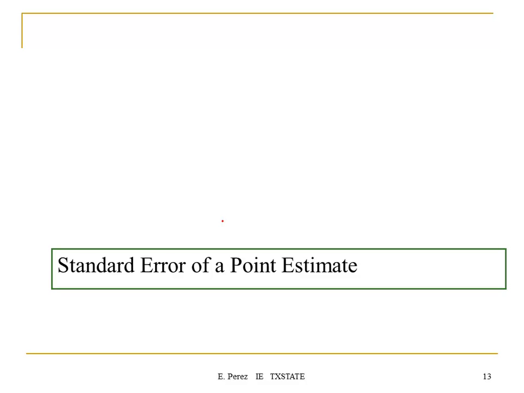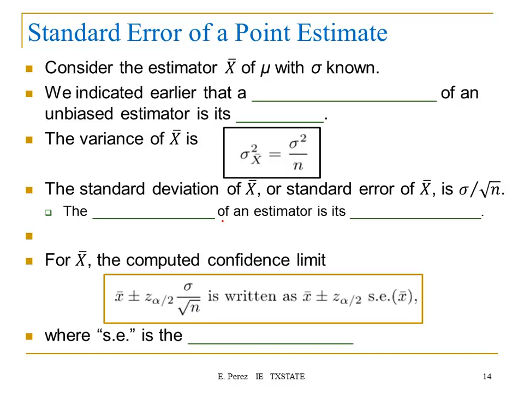Let's talk a little bit about the standard error of a point estimate. So consider the estimator x bar. This is again the sample mean of mu, and let's say that the standard deviation is known. We indicated earlier that a measure of the quality of an unbiased estimator is its variance. So if you want to select the best unbiased estimator, you know that you're going to select the one with the smaller values.